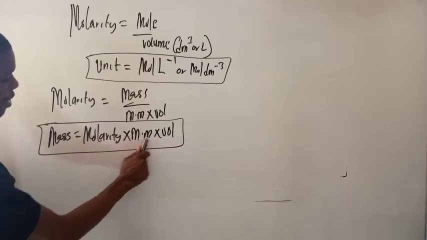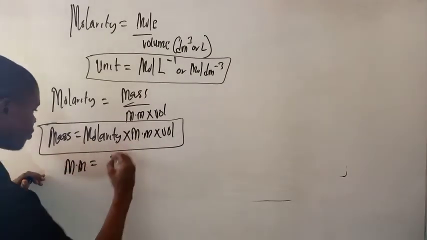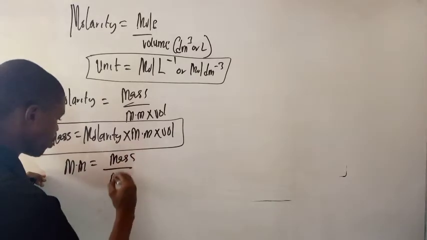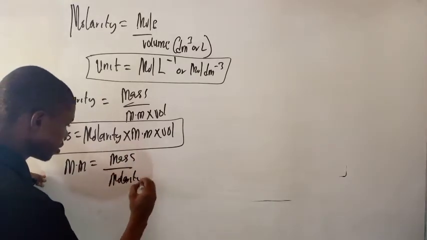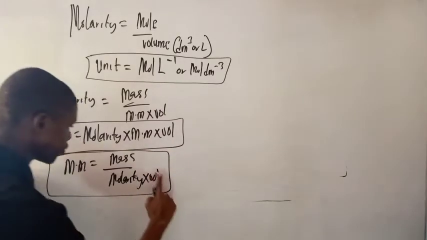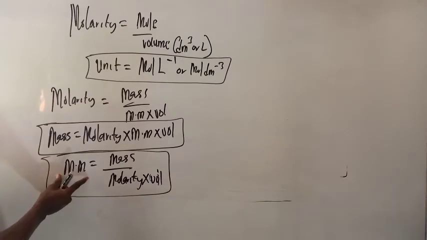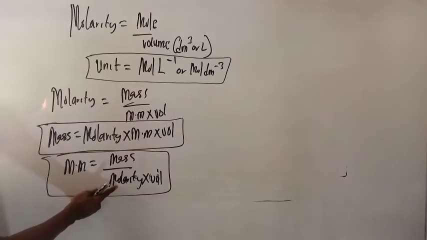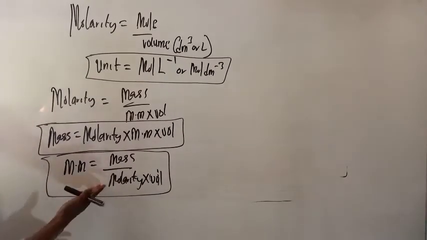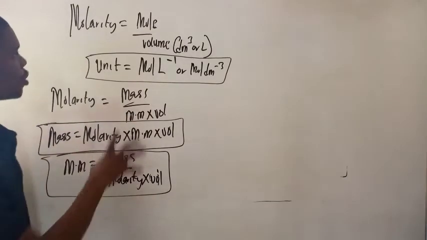Now if you make molar mass the subject of the formula, molar mass is going to be mass over molarity times volume. So this is another formula you can use, because most times they will ask you to calculate the molar mass of the compound, and the mass, the molarity and the volume are given to you. So these are various formulas you can easily use in your concentration calculation.